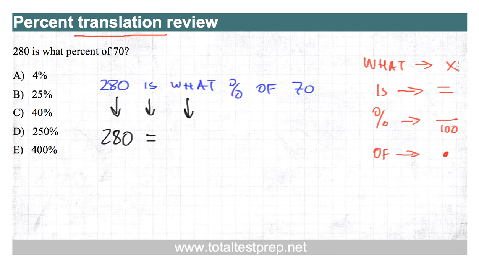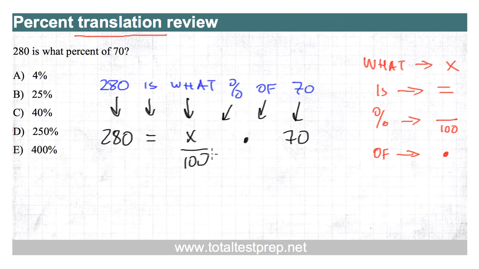Now remember, what is an unknown, and percent means divide by 100, or over 100. So what percent is what over 100, or x over 100. So we'll write that like so. Of means multiply, and 70 is again just 70 because that's already in math terms. So a phrase that was written in English has now been translated into algebraic form. We have 280 is what percent of 70 becomes 280 is equal to x over 100 times 70.